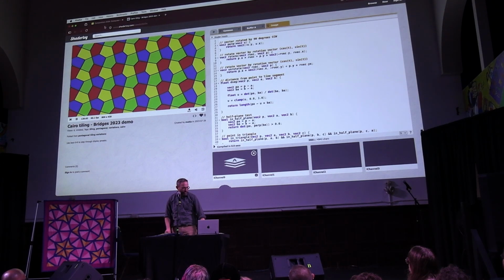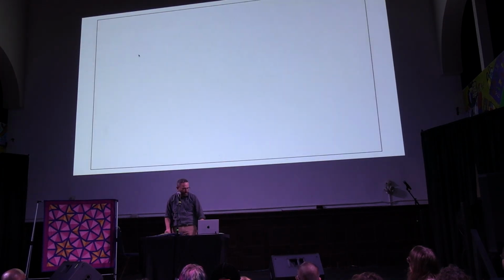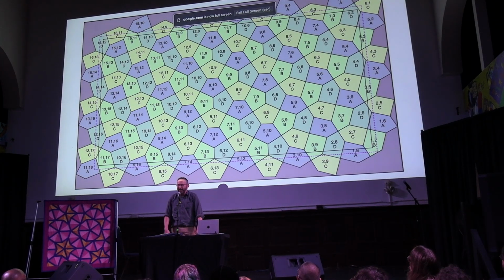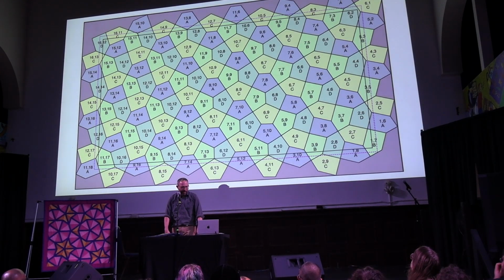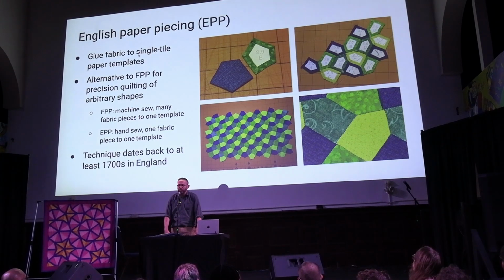So the program to generate this quilt was written in Python, and it outputs a big master plan that looks like this, which I'm looking at while I'm assembling a bunch of pieces. And then it also outputs a bunch of templates for cardstock that we're going to use a different type of paper piecing. That quilt was foundation paper piecing. This quilt uses English paper piecing.